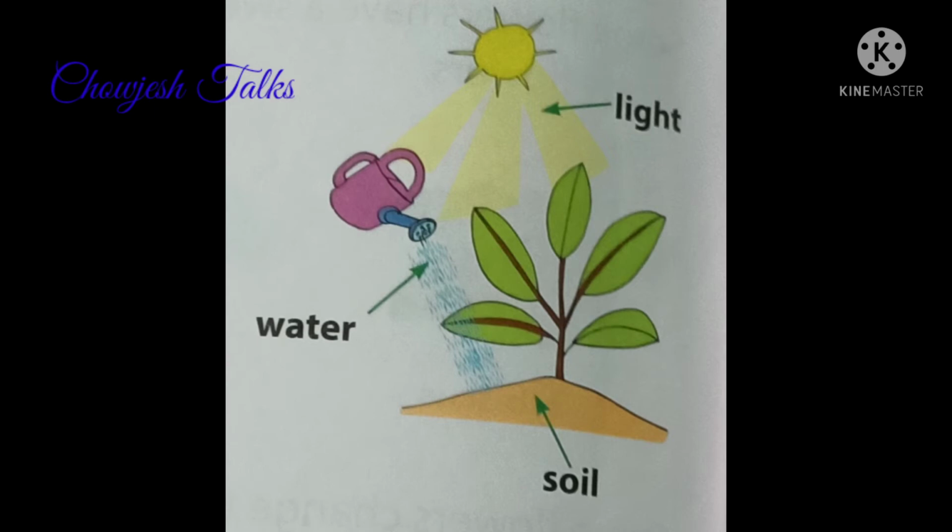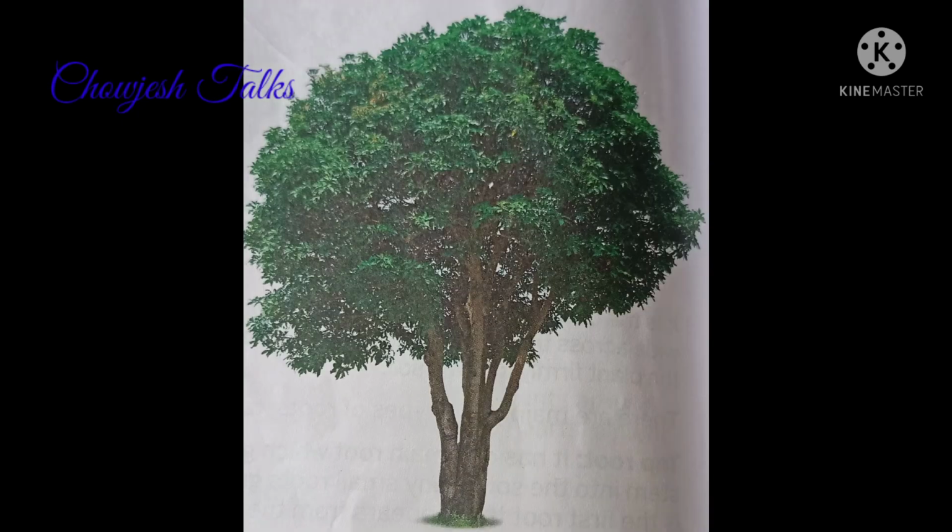Green leaves prepare food for the plant using air, water and sunlight. This process is called photosynthesis. Leaves have a green color substance called chlorophyll, which helps to absorb sunlight. There are tiny openings on the underside of the leaf called stomata. They help the plant to breathe.